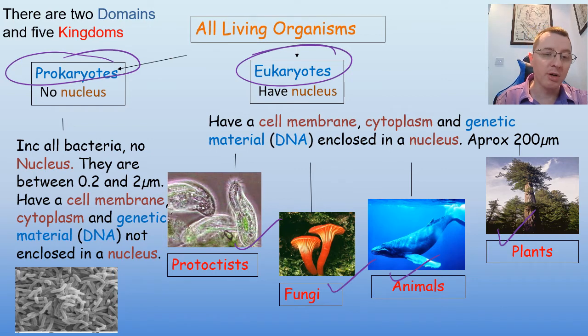The prokaryotes, which include all bacteria and any other cells that have no nucleus, are much smaller than eukaryotes. They are between 0.2 and 2 micrometers long compared to a eukaryotic cell that might be up to 200 micrometers long. Prokaryotic bacterial cells have a cell membrane, they have cytoplasm and they have genetic material, DNA, but the genetic material is not enclosed within a nucleus.